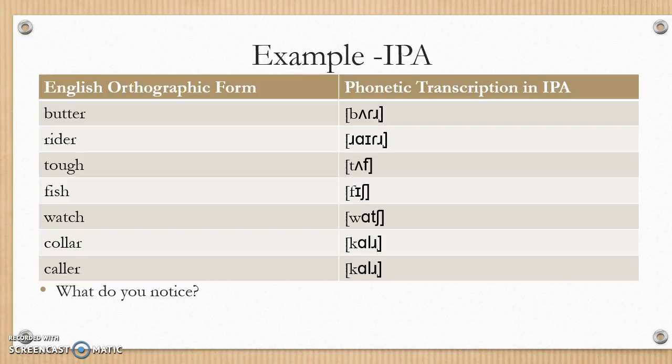For example, butter, rider, tough, fish, watch, collar: the phonetic transcription would be written like this. Notice that the orthographic form is not the same as the phonetic transcription.